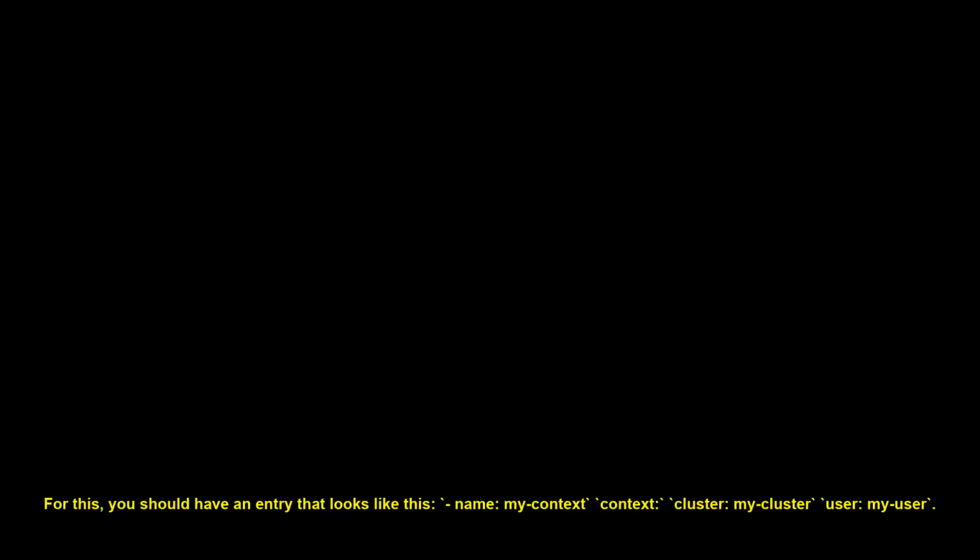Then, update the context section to reference the new user. For this, you should have an entry that looks like this: name: my-context, cluster: my-cluster, user: my-user. Finally, set the context to the one you just created by running kubectl config use-context my-context.